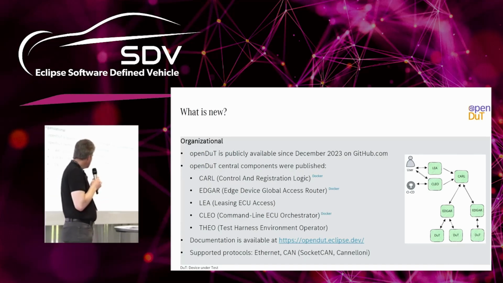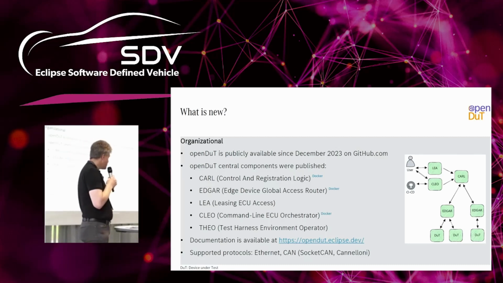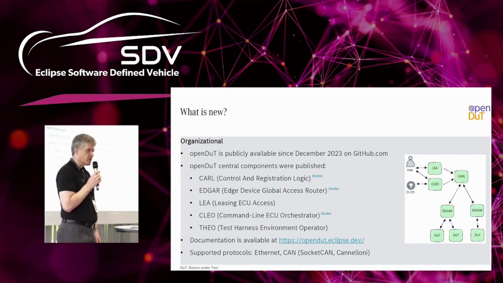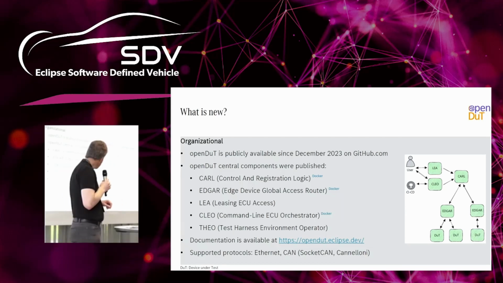Documentation is available here on openDuT eclipse.dev. Please go there, check it out. For CAN bus, here is mentioned again, we also use an open source framework from Cannelloni based on the socket CAN, integrated in our edge-GARs. Later on, we also have some discussions about the license. Cannelloni is licensed under GPL2, and our openDuT network is licensed under Apache 2. So we have to check what is allowed so that we don't get in conflict with the different licenses that we integrate here.